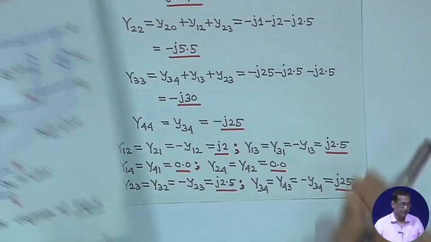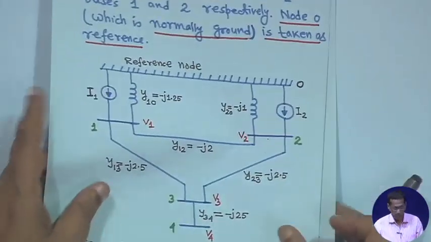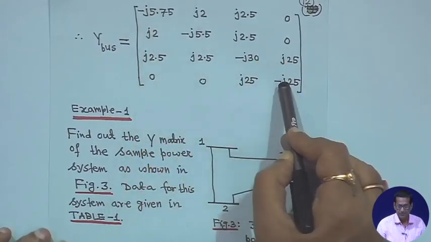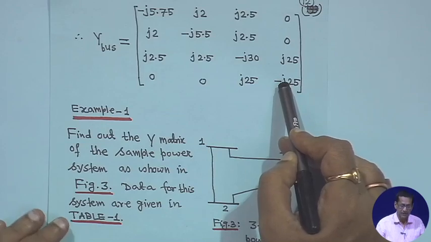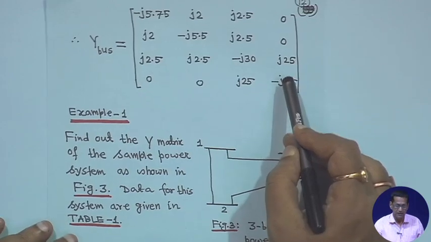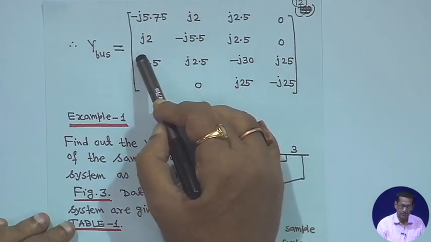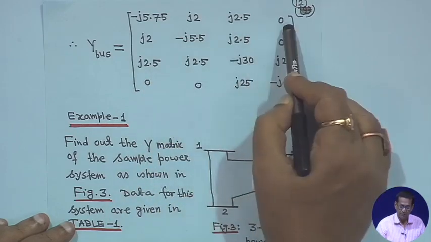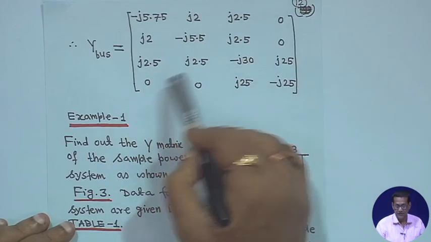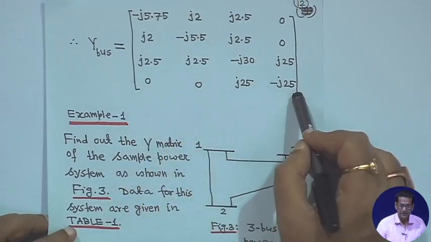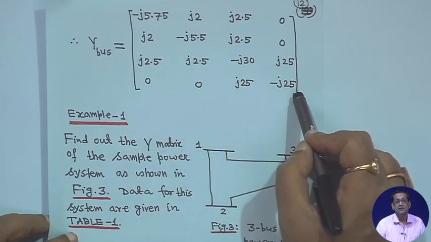j25, right. So, with this you form the bus admittance matrix. This is your Y bus matrix, and it is a symmetric matrix. In general, Yij is equal to Yji. For example, Y12 equals Y21, Y13 equals Y31, and Y14 equals Y41, right. Similarly, it is a symmetric matrix, and this is your Y bus matrix, but here resistance is not considered, right.